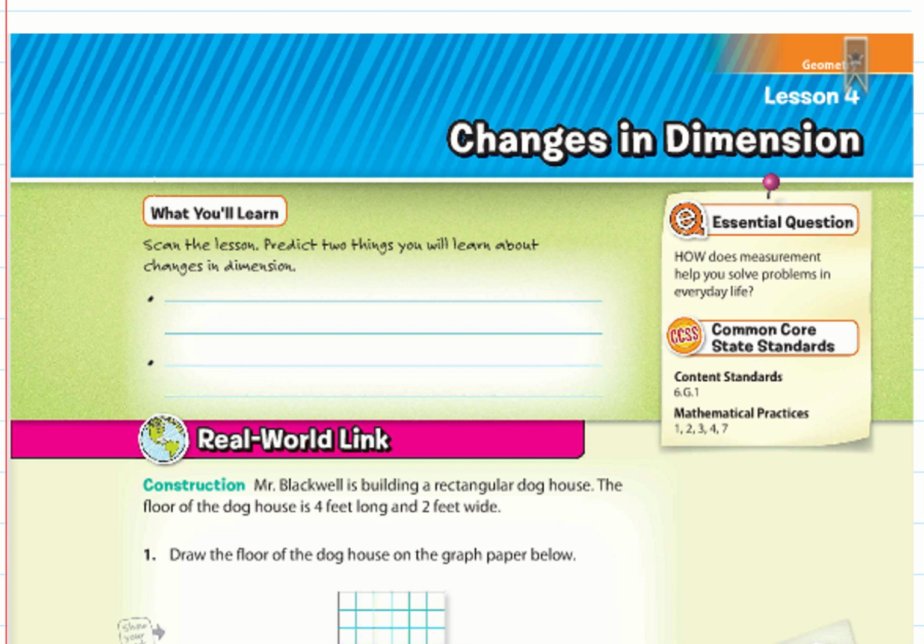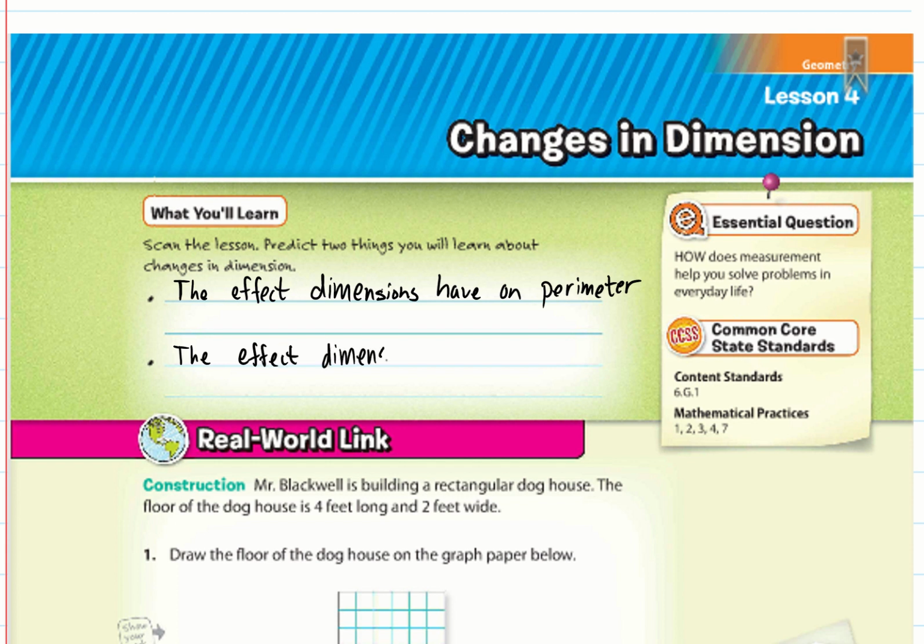We're doing changes in dimensions, so we're going to find out the effect dimensions have on perimeter. We're also going to do the effect dimensions have on area.